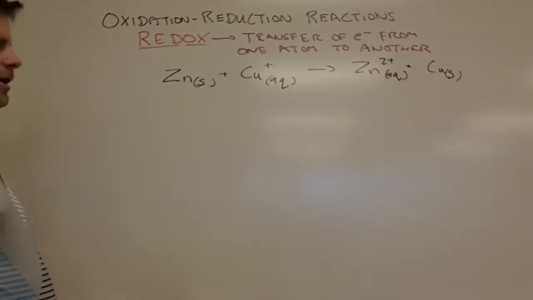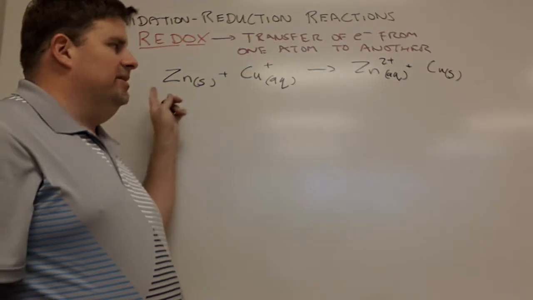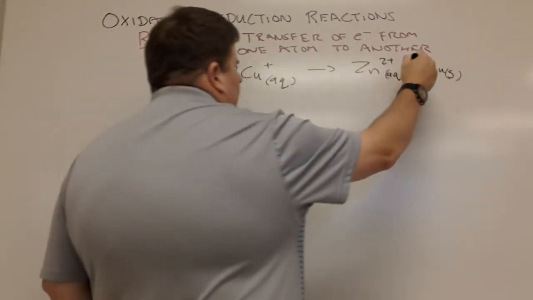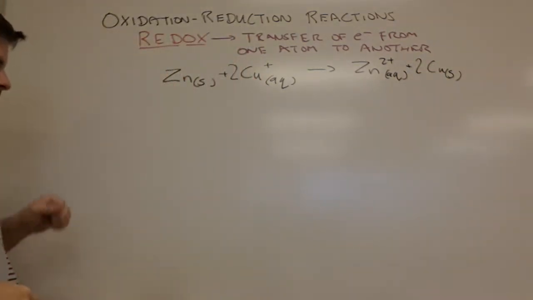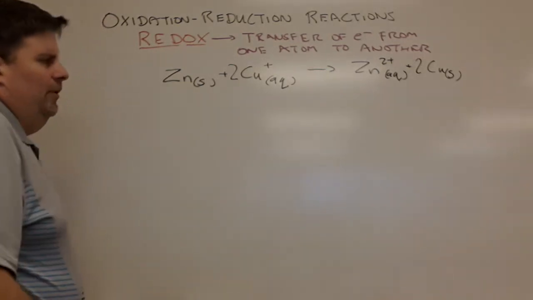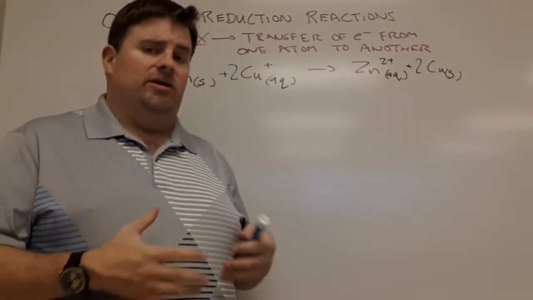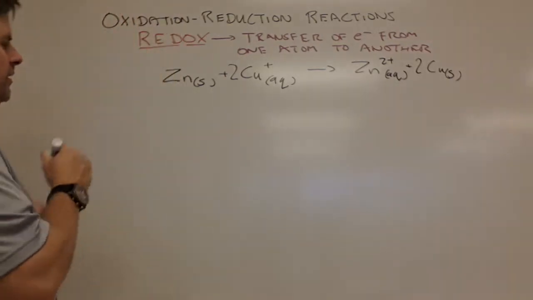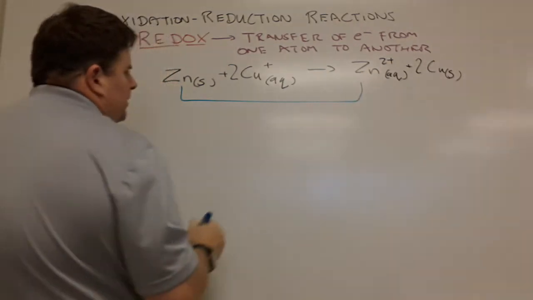Now if you notice, the copper here is a plus, right, and the zinc over here is 2 plus, that means the zinc is losing 2 electrons. So I've got to have 2 coppers here to balance my overall redox system. Now, what we like to do when we're dealing with these systems is break them down into 2 different systems, which we label as half cells. So my first half cell is going to involve zinc.